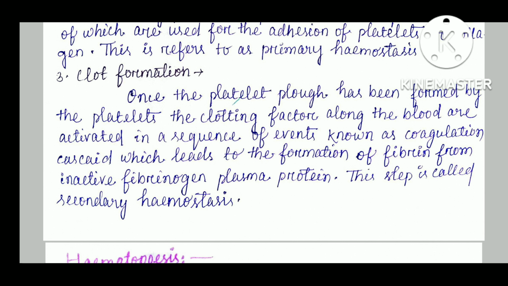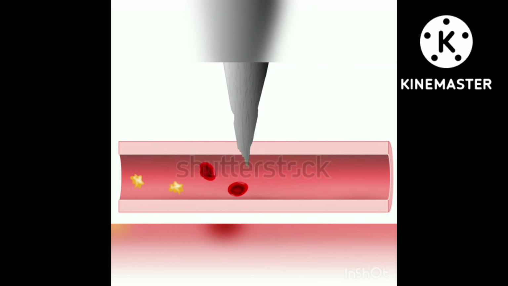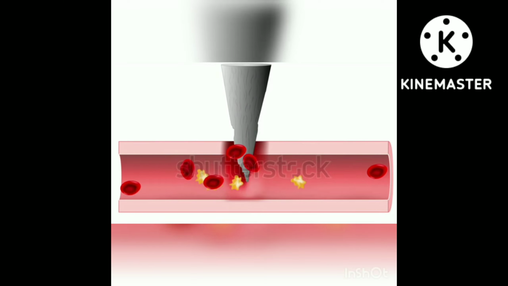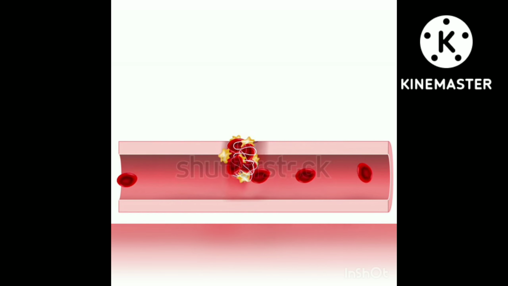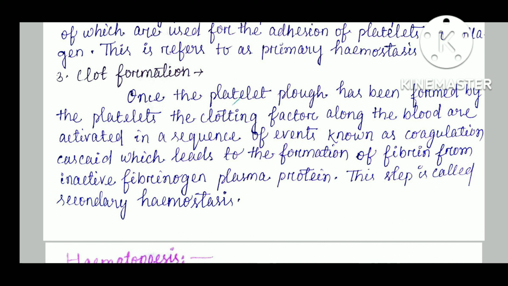The third one is clot formation. Once the platelet plug has been formed, the clotting factors in the blood are activated in a sequence of events known as the coagulation cascade, which leads to the formation of fibrin from inactive fibrinogen plasma protein. This step is called secondary hemostasis.